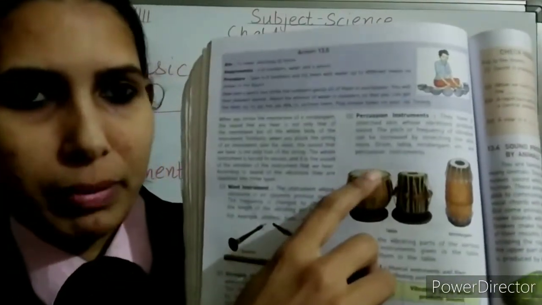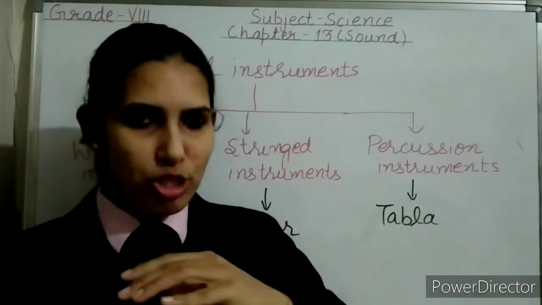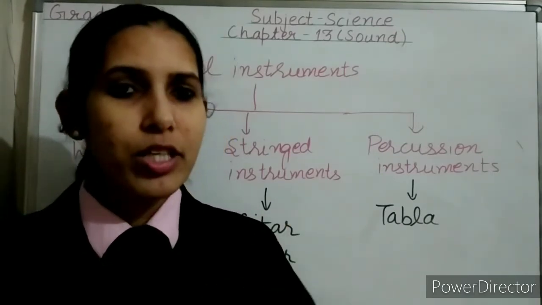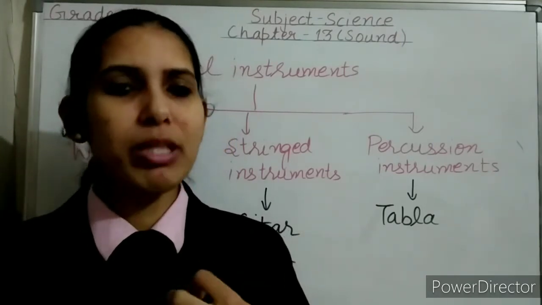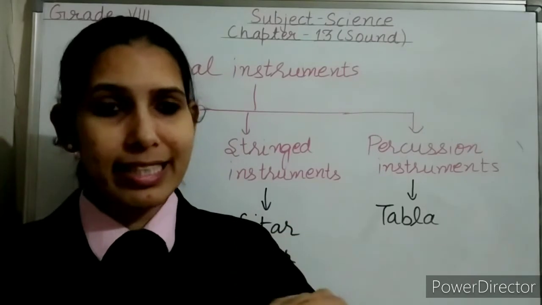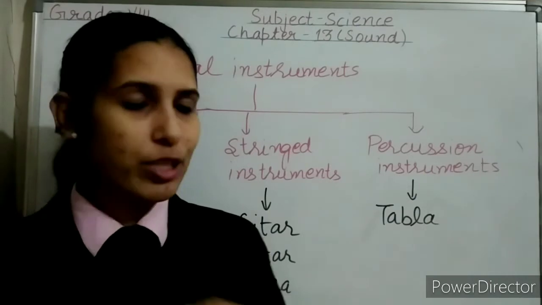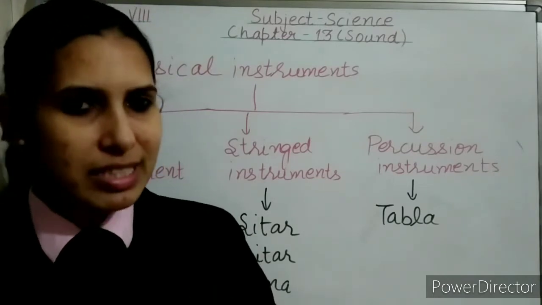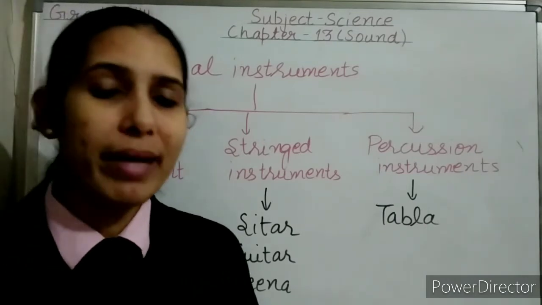On the top there is a membrane. In such percussion instruments there are stretched membranes which are beaten with the hands. When these are beaten, the stretched membranes vibrate. We are not able to see the vibrations here. If you want to feel the vibration, just gently touch it with your fingers after beating it, and you will be able to feel the vibrations. So in percussion instruments, the stretched membrane vibrates, and because of which sound is produced.